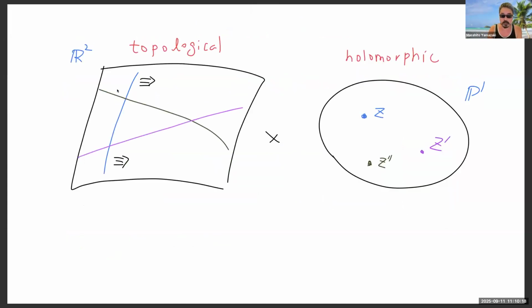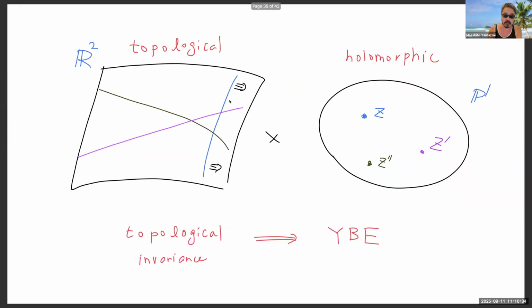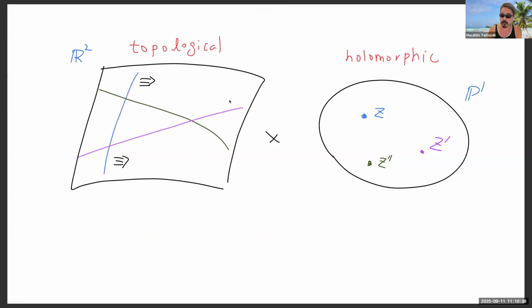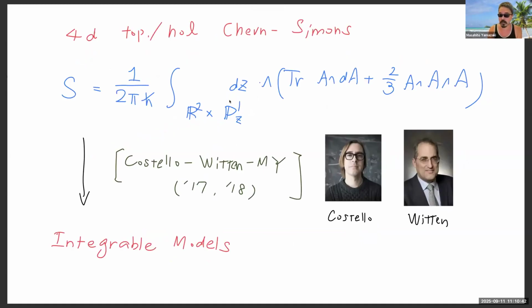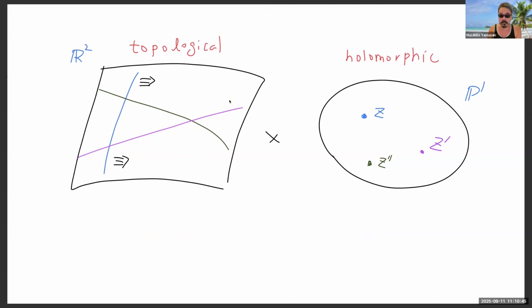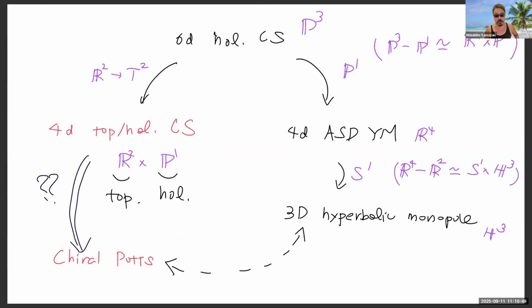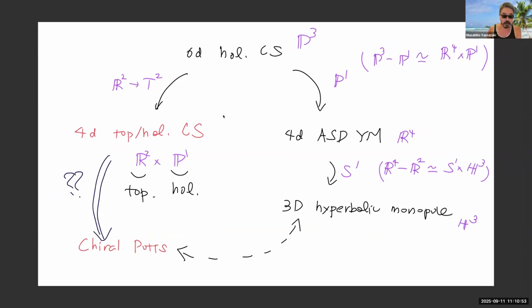I'm not going to give any detailed explanation of that, but at least one very basic idea is that this is a 4-dimensional theory on R2 times P1, and there are some lines, so-called Wilson lines, but the theory is actually topological in this direction. So you can move these lines around, and that gives the Yang-Baxter equation. So basically the story is there. Once you have this 4-dimensional Chern-Simons theory, you can connect it to integrable models, and you might conclude that that's the end of the story. So you have the 6-dimensional holomorphic Chern-Simons theory, you get the 4-dimensional topological holomorphic Chern-Simons theory, and then go to the Chiral Potts model. That's going to be the strategy. Well, except that there is something strange about it, because the model we get is R2 times P1, and P1 plays the role of the spectral parameter.